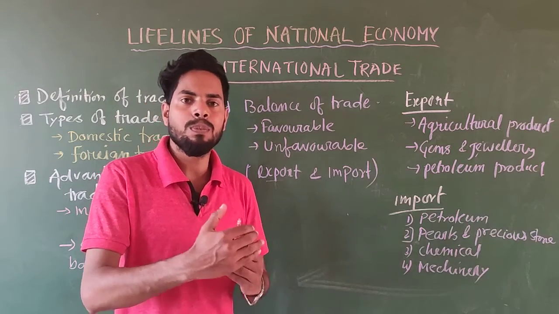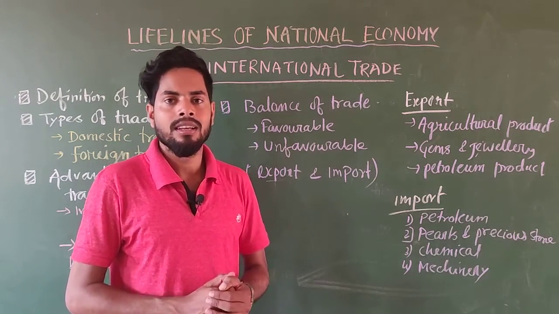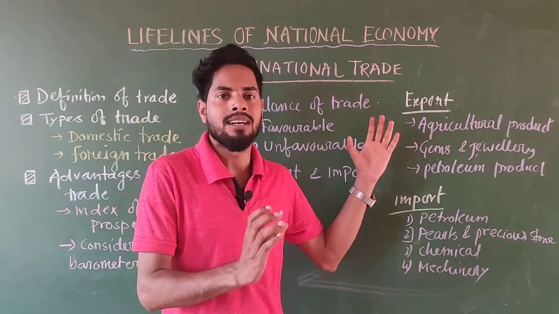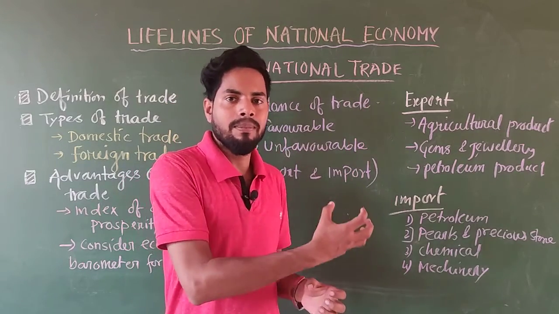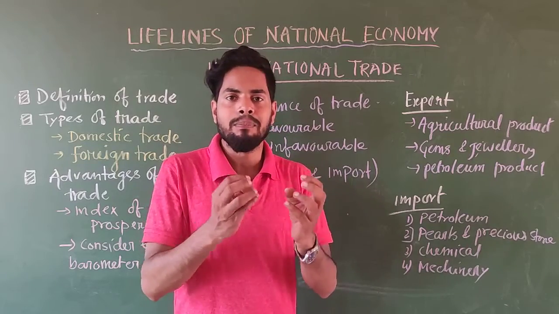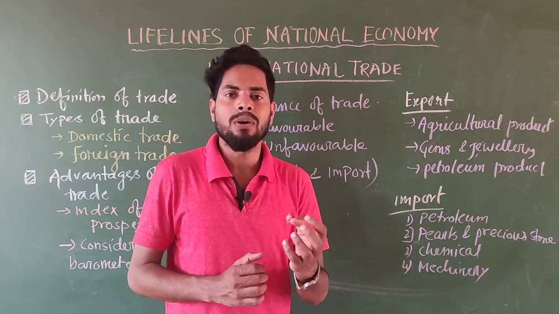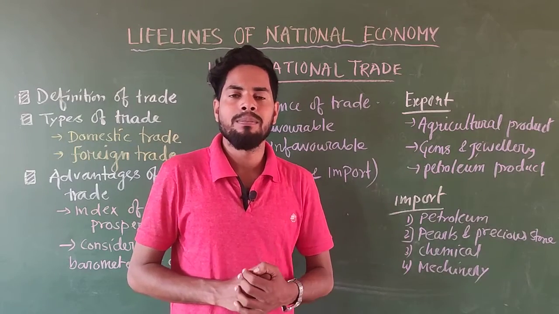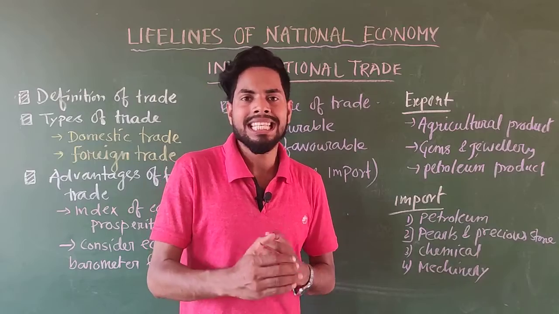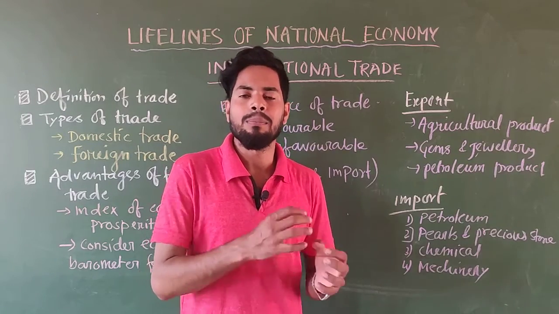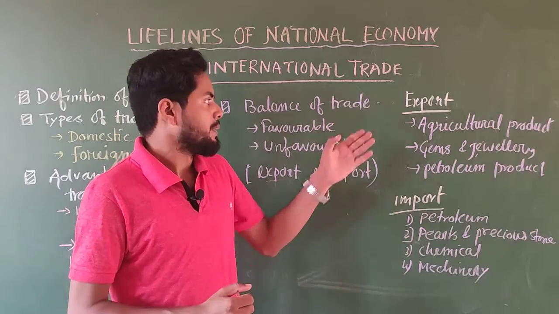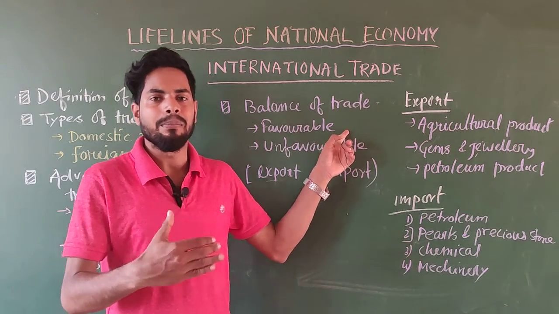Now we see the two components of international trade, export and import. The difference between export and import is known as the balance of trade. There is a favorable balance of trade and an unfavorable balance of trade. So what is favorable balance of trade? When the value of export exceeds the value of import, it is known as the favorable balance of trade, and when the value of import exceeds the value of export, that is the unfavorable balance of trade. Favorable balance of trade leads to the country's economic development.